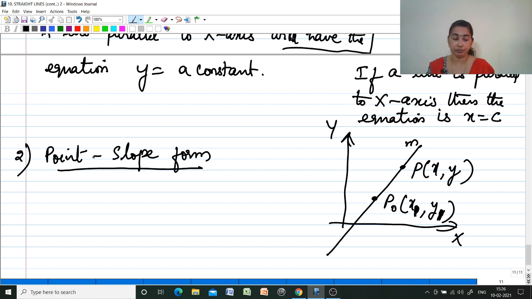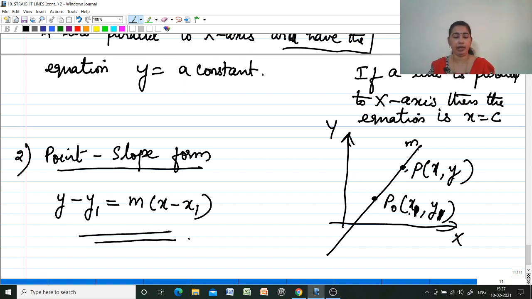Then what is the equation of the line? The equation of the line is y minus y1 is equal to m into (x minus x1). Because to find the slope of this line, y minus y1 divided by x minus x1 is equal to m, or cross multiplying we get the equation y minus y1 is equal to m into (x minus x1). This is called the point slope form. We have one point and the slope of that line, so that's called point slope form.